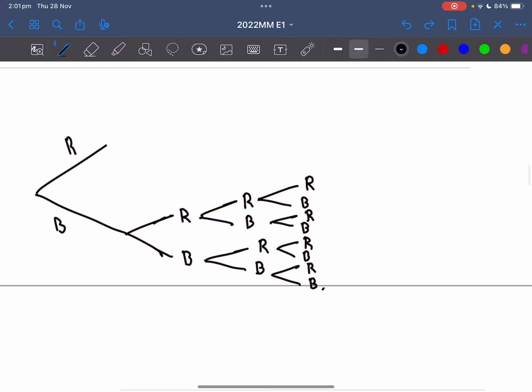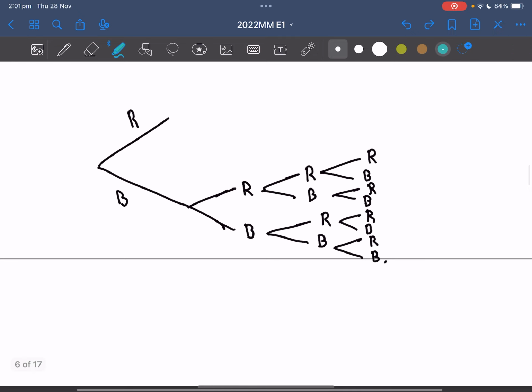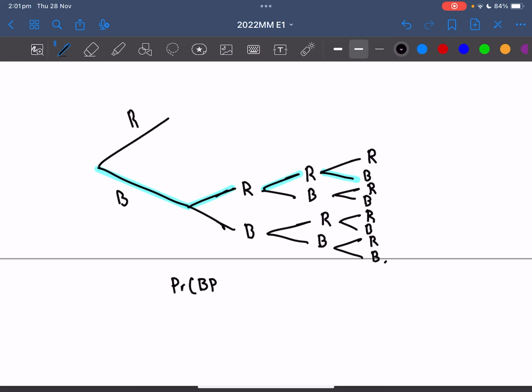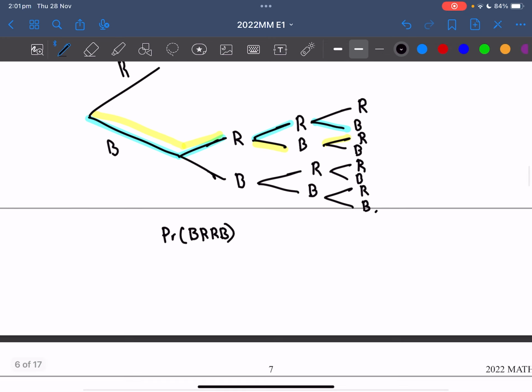So exactly 2 of the next 3 cards are red. We'll have blue first, then red, then red, and then blue again. That's one combo, so let's write it down: the probability of blue, red, red, and blue. That's done. Now we can say the probability that it's blue, and then red, and then blue, and then red again. Let's write that down.